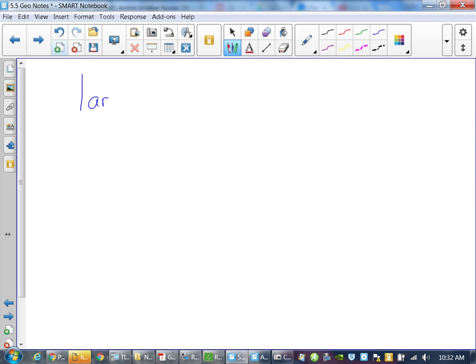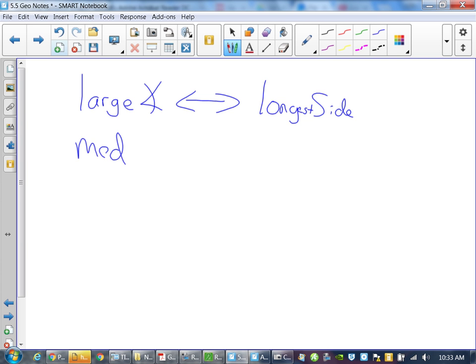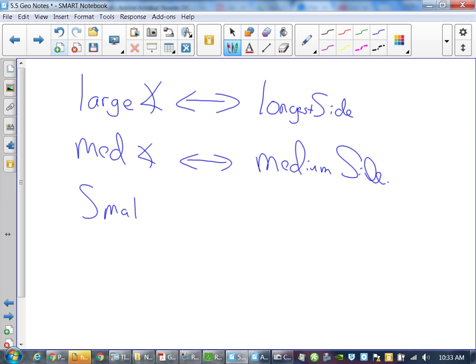The largest angle is always across from the longest side. Where do you think the medium angle is going to be across from? The medium side. Whew, this last one's going to be tough. I have a feeling you can probably figure it out. Where do you think the small angle is going to be across from? The small side. Very good.